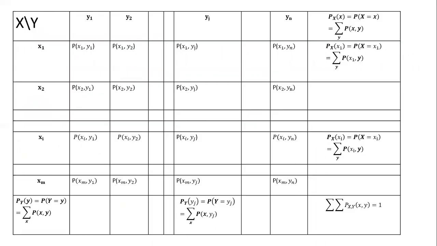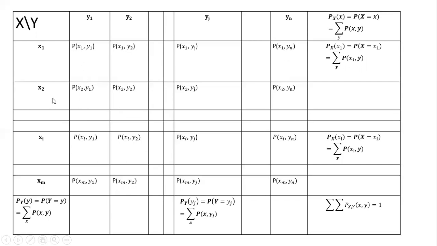Capital X and capital Y are two random variables, and the corresponding elements are x1, x2, x3, and so on, xm. There are m elements for the random variable X. Similarly, for random variable Y, the elements are y1, y2, y3, and so on, yn. Their joint probability of x1 comma y1 we denote with P of x1 comma y1, which is the joint probability of the elements x1 and y1. Then the joint probability of x1 comma y2, P of x1 comma y3, and so on, P of x1 comma yn.